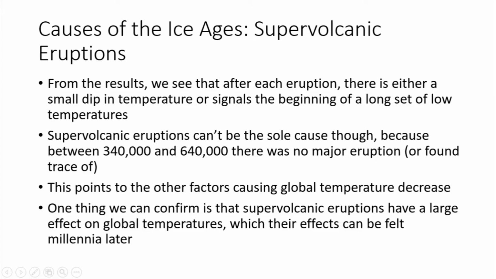But from the results, we can see that after each eruption, there's either a small dip in temperatures or it signals the beginning of a long set of low temperatures. Some of them, not exactly, so let's focus on the ones that did. Supervolcanic eruptions can't be the sole cause of ice ages, though, because between 340,000 years and 640,000 years, there's no major eruption recorded or trace of one found, as you can see between here. So that means there are other factors that helped, but supervolcanoes are still a major factor, and for all we know, they could have been the final straw that broke the camel's back.